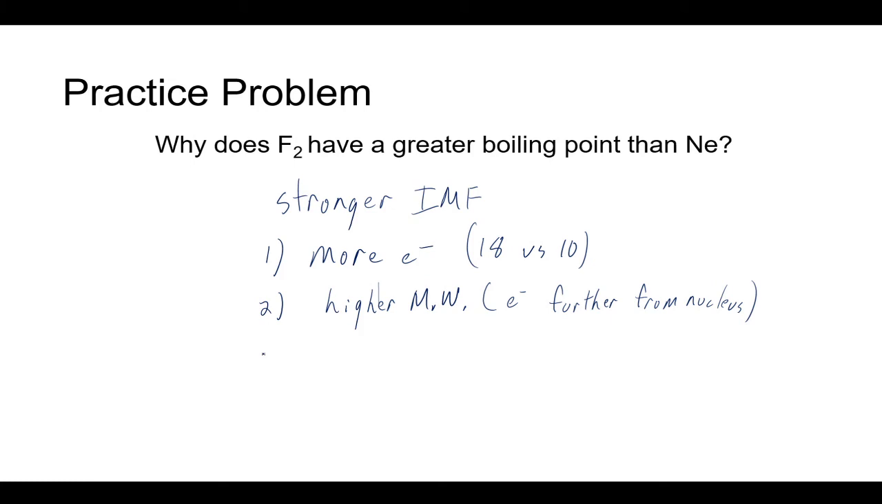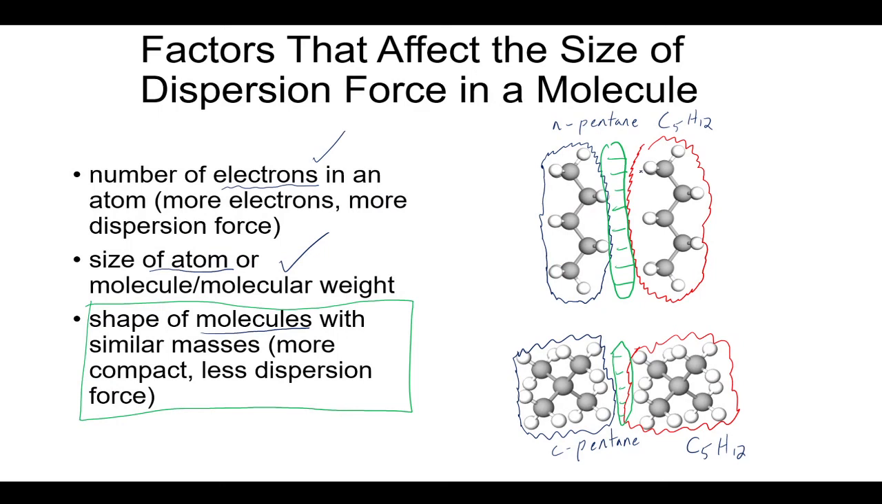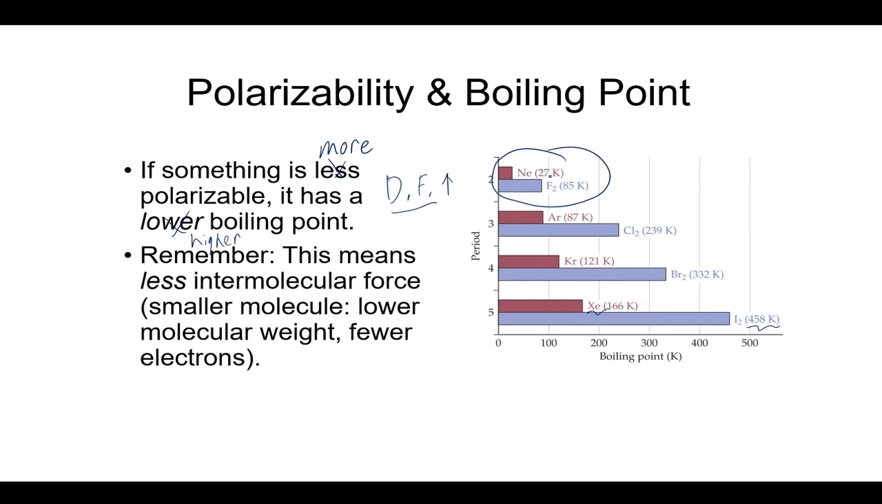And the third reason, which I'm guessing not a lot of people would have gotten, is the shape. Think of fluorine like this, which is a flatter shape, versus neon, which is just spherical. So the same argument we made for the pentanes would apply for F2 versus neon. So the boiling points are so different because fluorine has more electrons, a higher molecular weight, and it's less compact.